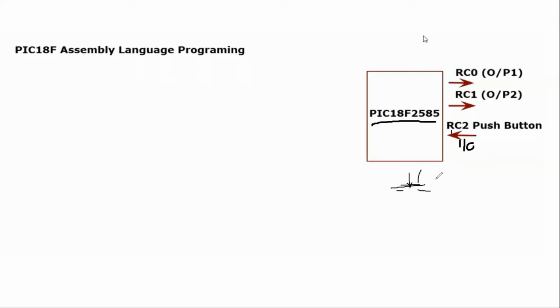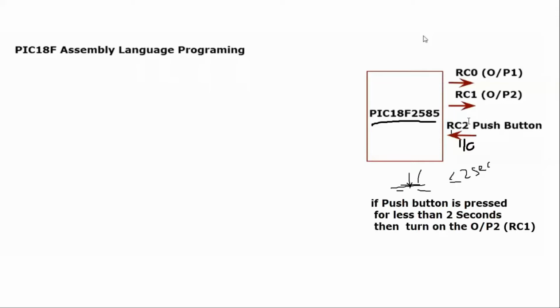So we are going to test whether this push button was pressed for 2 seconds. Let me write it down. If the button is pressed for a time duration less than 2 seconds, or you can say the button was just pushed briefly and then released, what should happen? The controller should turn on RC1, or output 2.